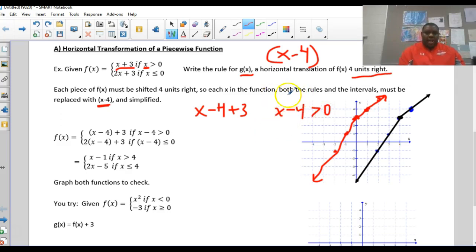All right, now why minus 4? Because remember the rule, guys, for horizontal translation. You use the opposite sign. So we're going to go right 4. All right, if I go right, it's minus. If I go left, it's plus.